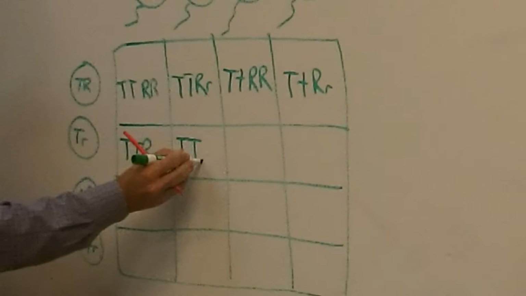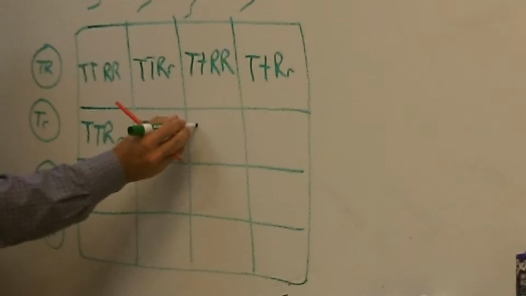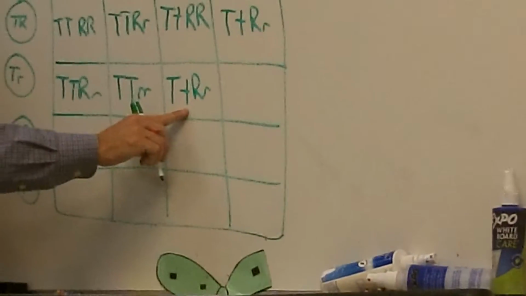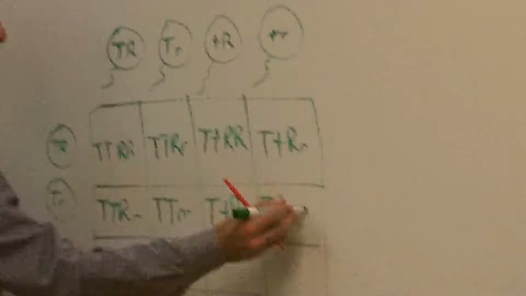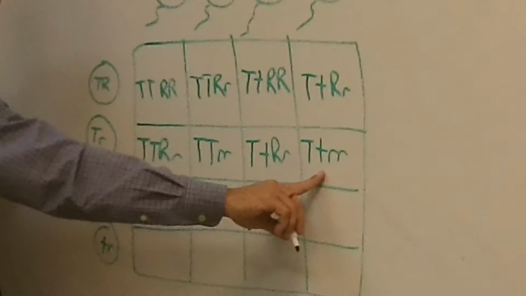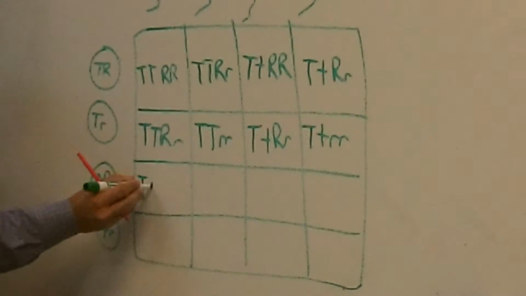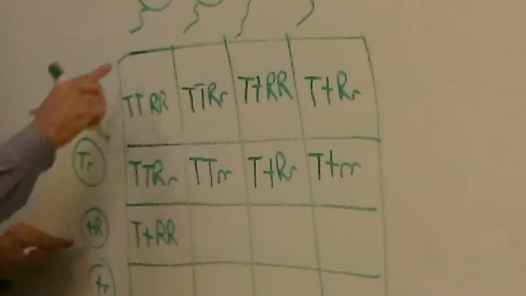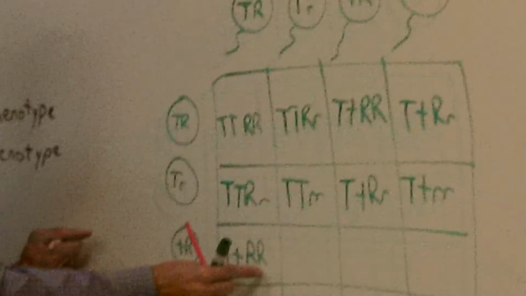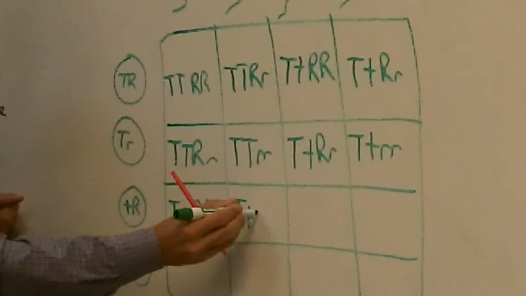Big T, little r. What is that? Tall wrinkled. Big T, big R. What's that? Tall round. Big T, little r. What's that? Tall wrinkled. Look at all these possibilities. Big T, big R. Do y'all see how I'm doing this? Big T, big R. That's what goes in this box. Tall round.